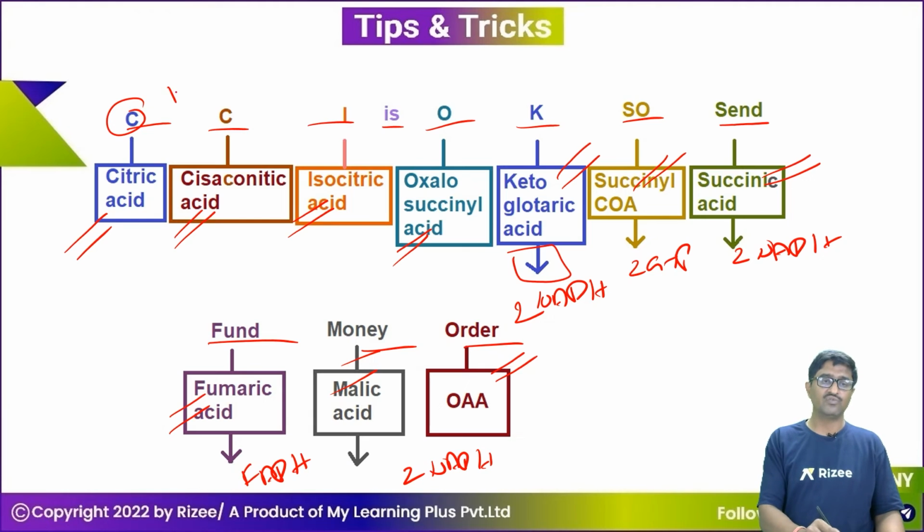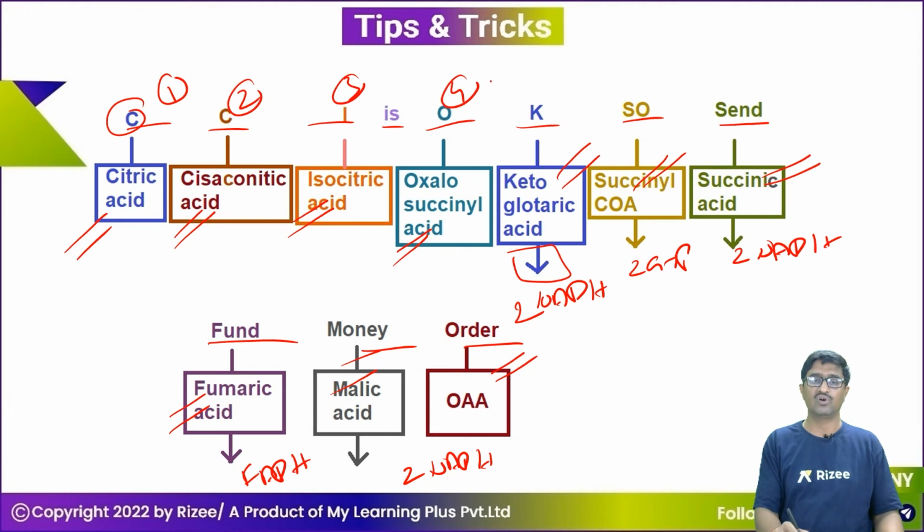So, if you count here 1, 2, 3, 4, in the 5th step 1 NADH will be formed, in the 6th step GTP will be formed, in the 7th step again 2 NADH will be formed, in the 8th step FADH will be formed, in the 9th step NADH will be formed, and last is the 10th step.